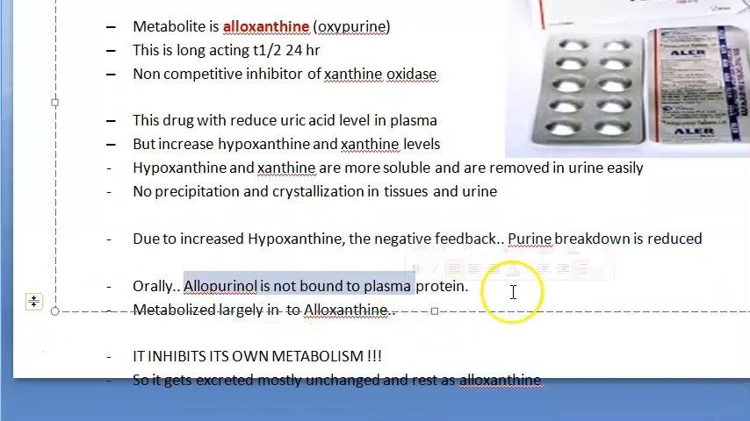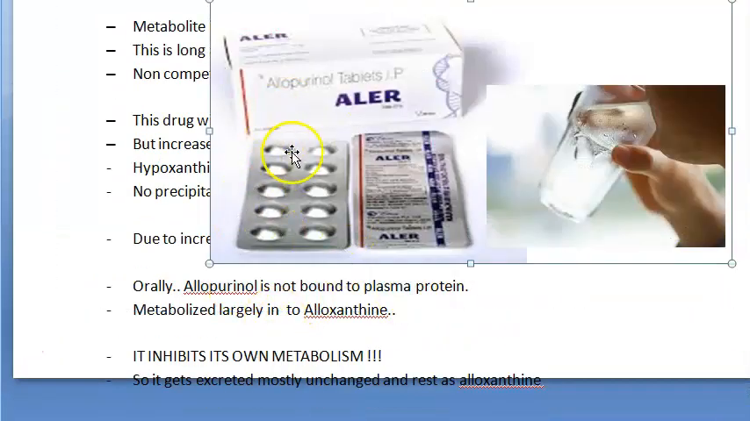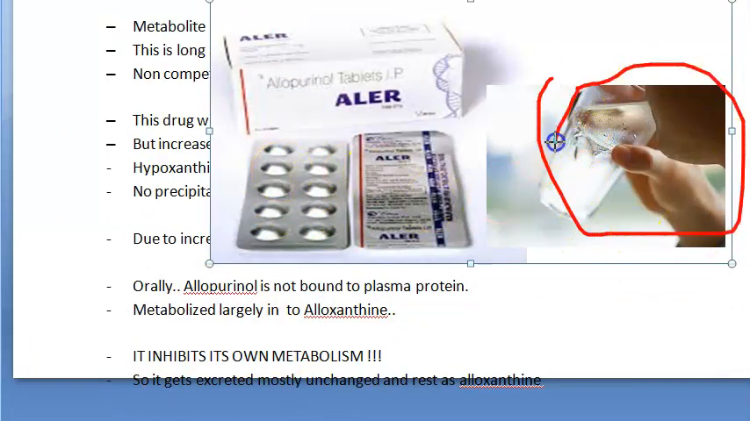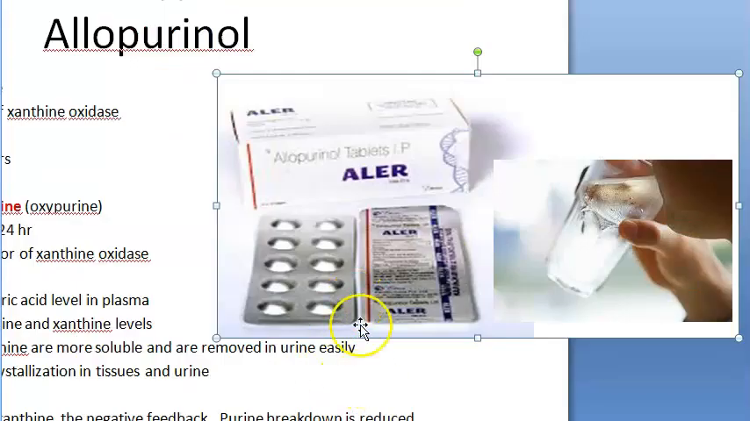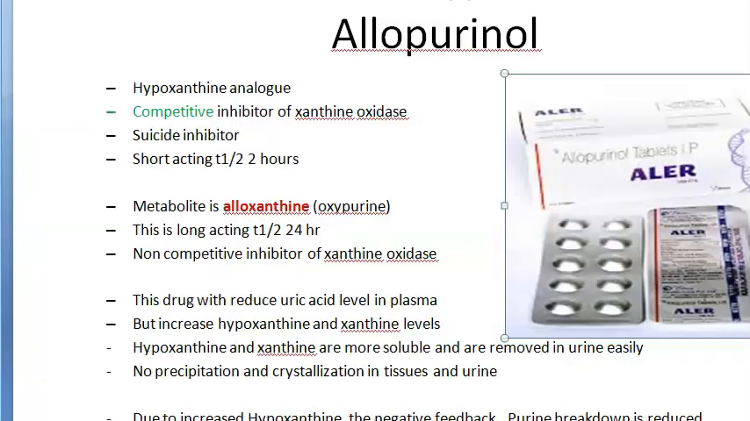Oral allopurinol they are giving. Look at this. Allopurinol is given orally. Look at this guy. He's taking allopurinol orally with water. A lot of water they should take, just like probenecid. A lot of water should be taken with these drugs. Okay. Then what happens?